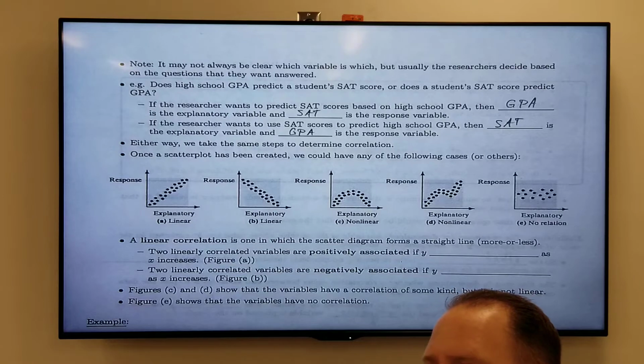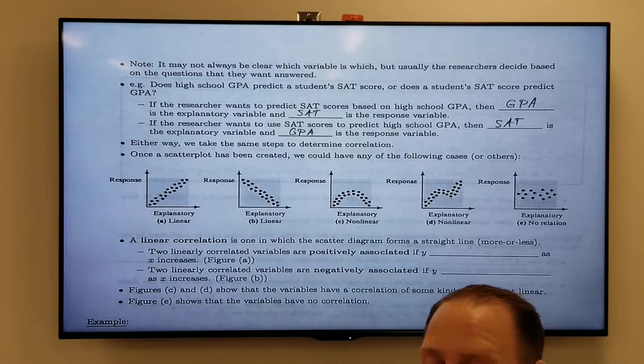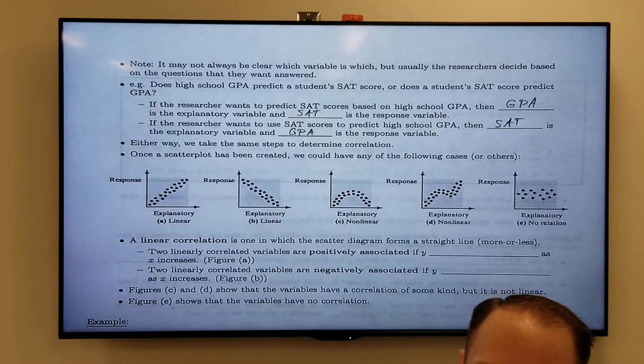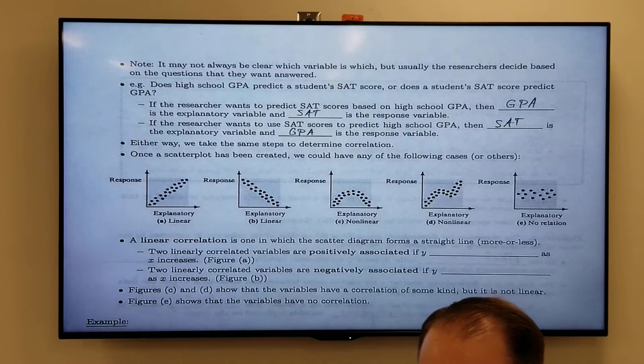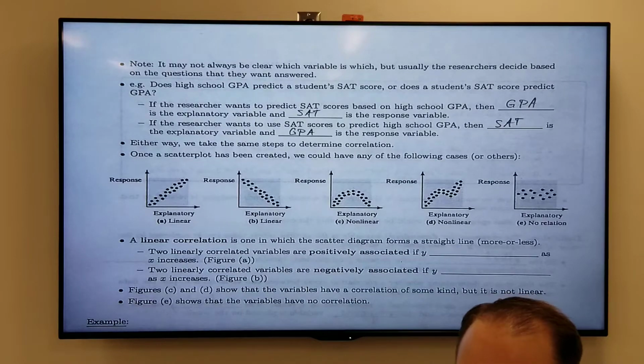So, which one's a response and which one's explanatory, it totally just depends on what relationship the researcher is trying to show exists. And it should be pretty clear, if you have questions like this on the homework or whatever, which one is which, okay?